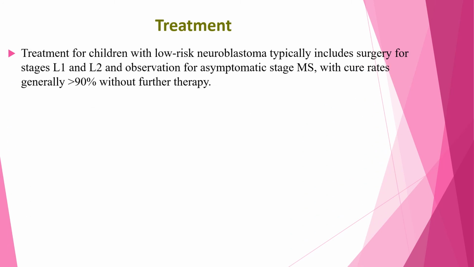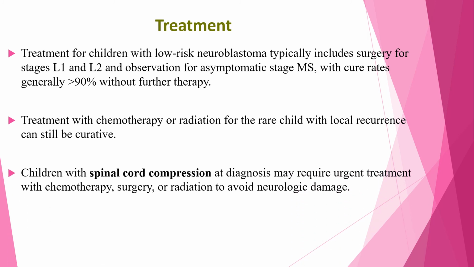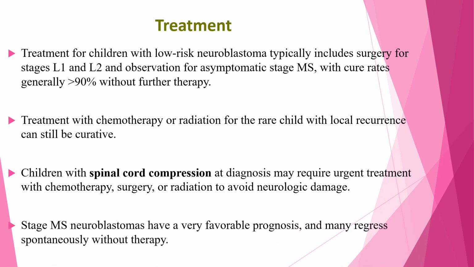Let's look at the highlights of the treatment of neuroblastoma. Treatment for children with low-risk neuroblastoma typically includes surgery for stage L1 and L2 and observation for asymptomatic stage MS, with cure rates generally greater than 90% without further therapy. Treatment with chemotherapy or radiation for the rare child with local recurrence can still be curative. Children with spinal cord compression at diagnosis might require urgent treatment with chemotherapy, surgery, or radiation to avoid neurologic damage. Stage MS neuroblastoma, or neuroblastoma that occurs in those less than 18 months old, has a very favorable prognosis and many cases regress spontaneously without therapy.